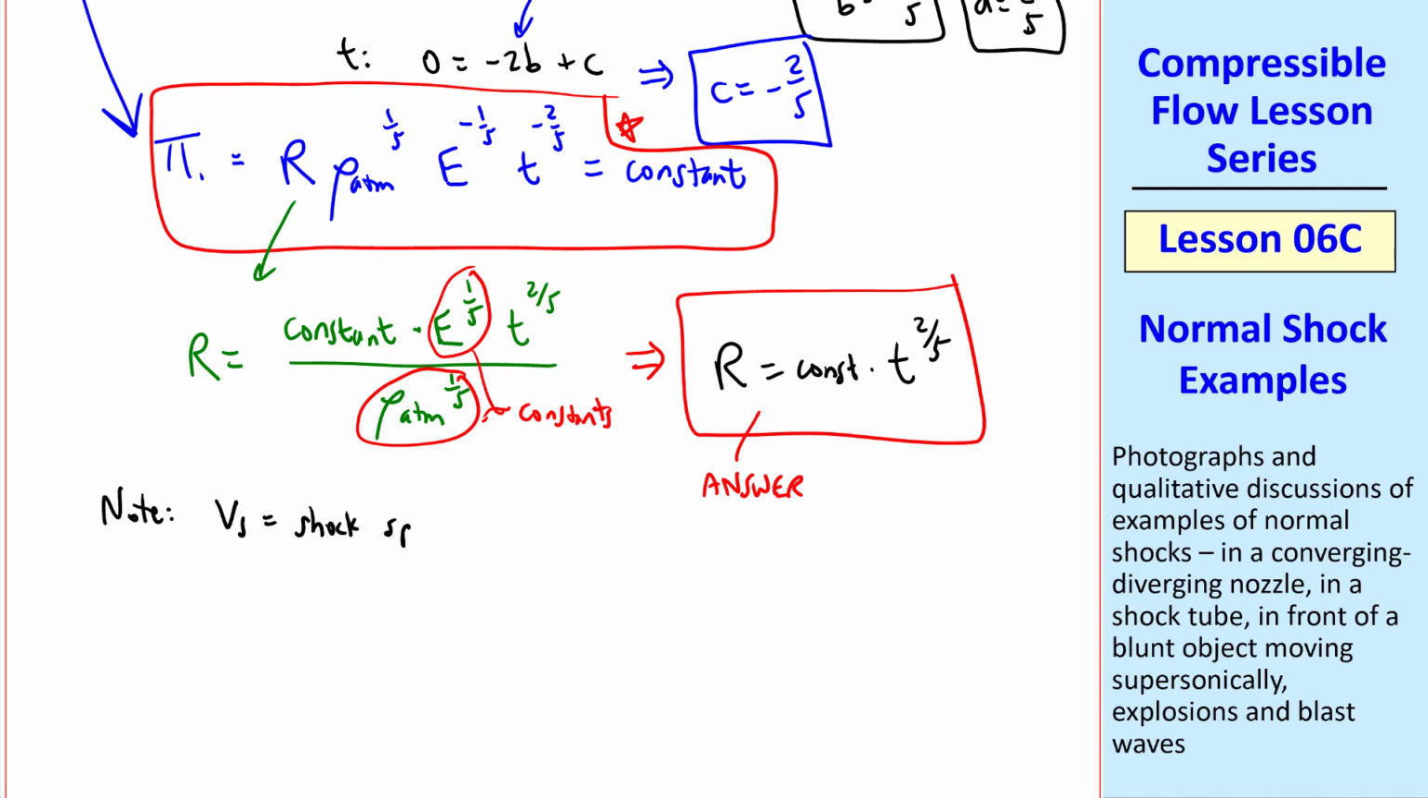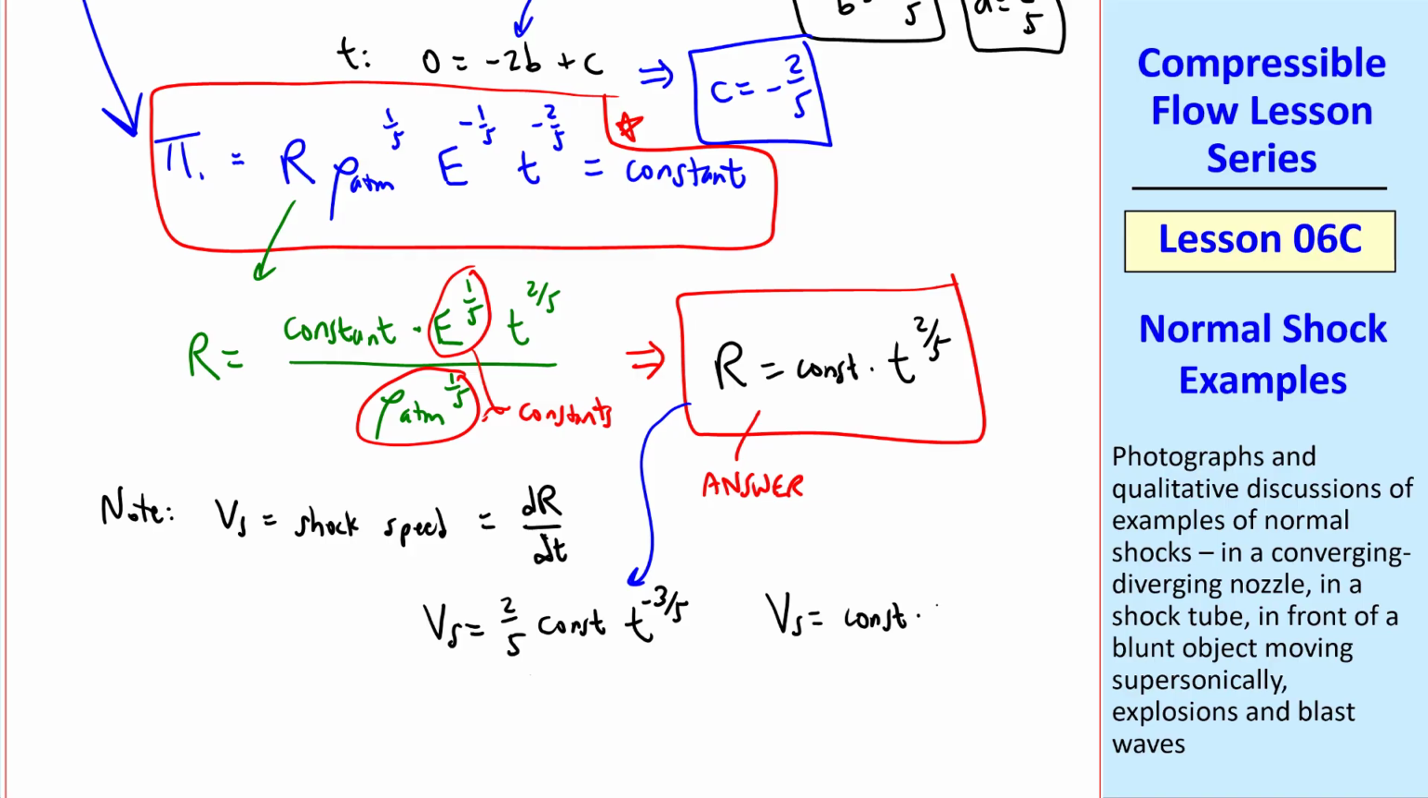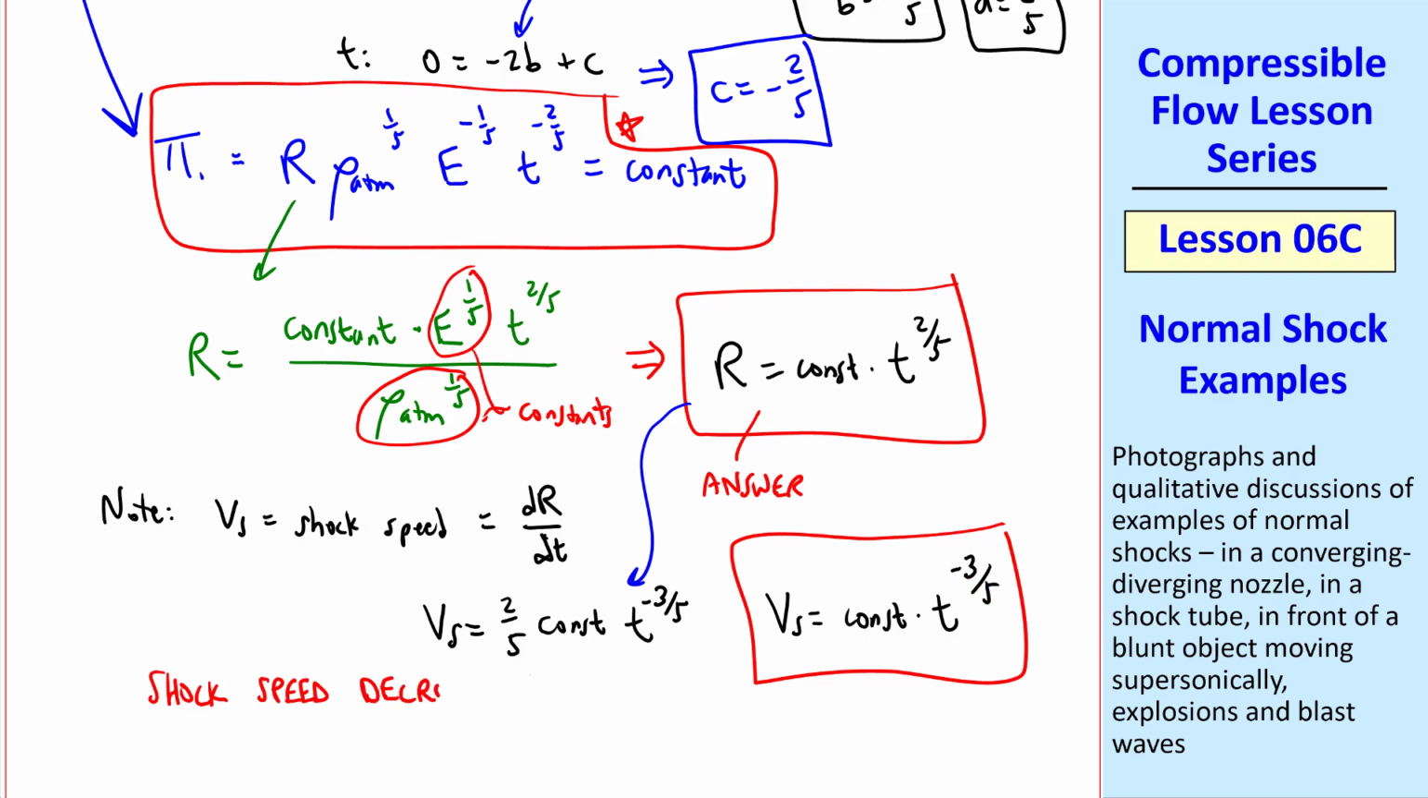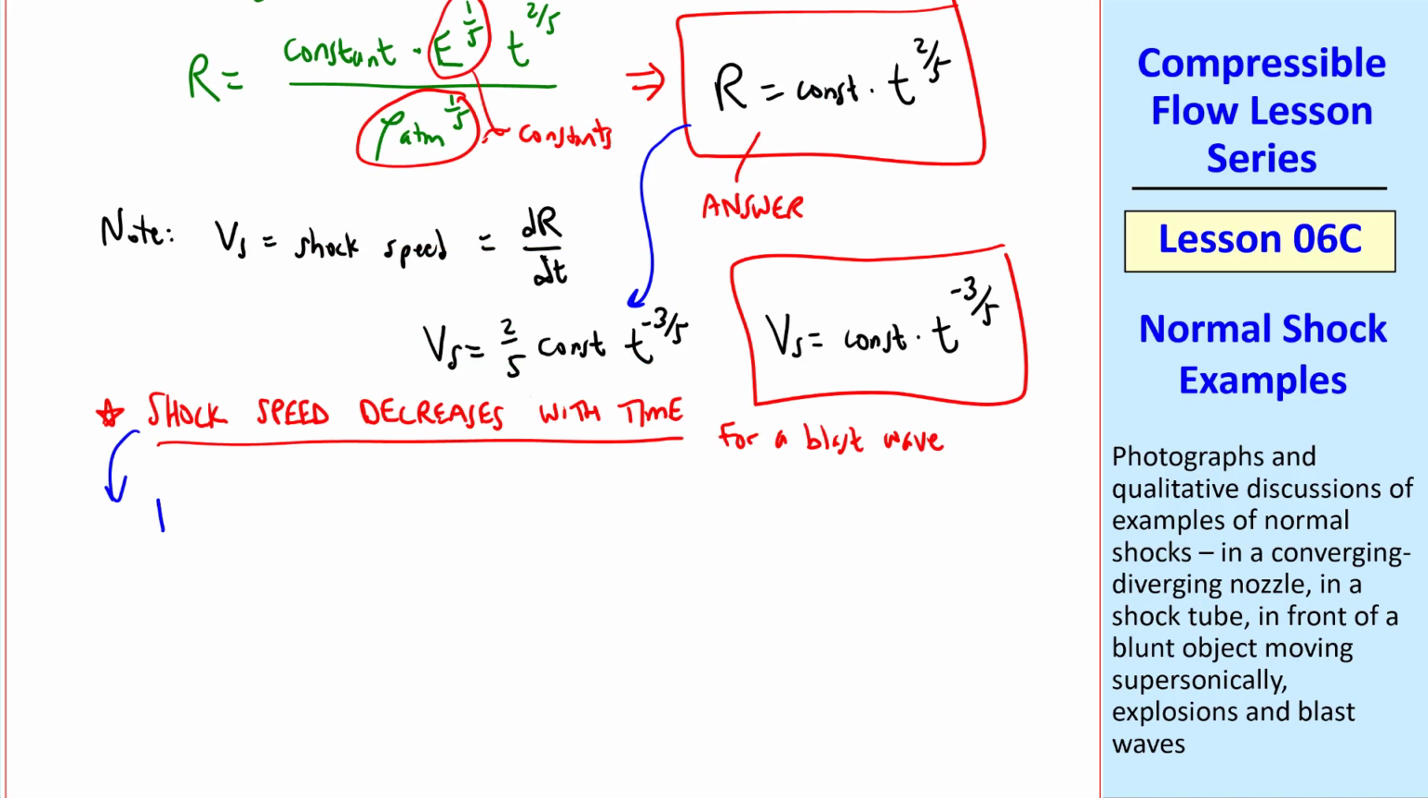Note that the shock speed, Vs, is simply dR/dt, and plugging in our result for R, we have Vs equals 2/5 times this constant here, t to the negative 3/5. Again, we just combine these constants to conclude that Vs is a constant times t to the minus 3/5. And since this exponent is negative, the shock speed decreases with time for a blast wave. A direct result of this is that the Mach number of the moving shock also decreases with time.